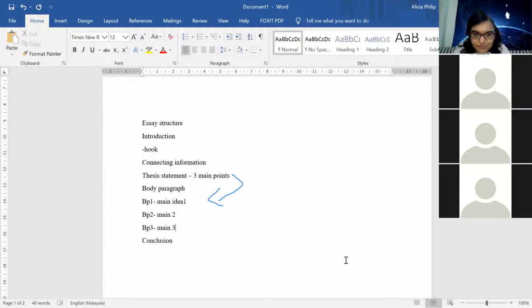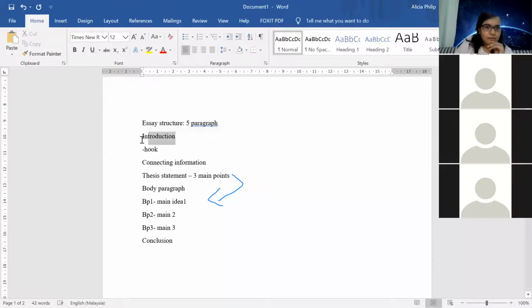There should be only 3 points only, miss. Or more than 3 also is okay. Okay, good question. Now, for your essay structure, right? How many paragraphs should we write? 5 paragraphs. Can we write more than 5? Yes, you can. But the minimum limit for your paragraphs is 5. Okay. So how is this 5 divided? This is your first paragraph. Second paragraph.